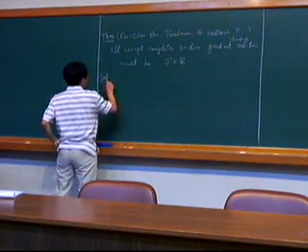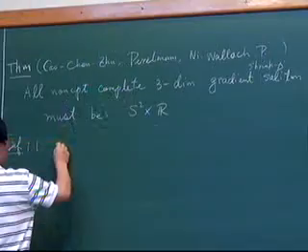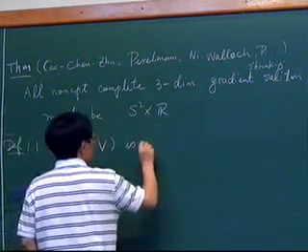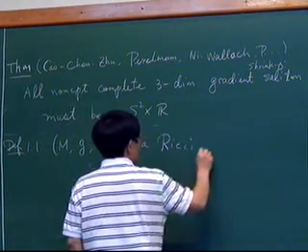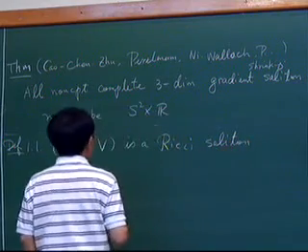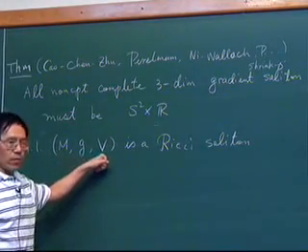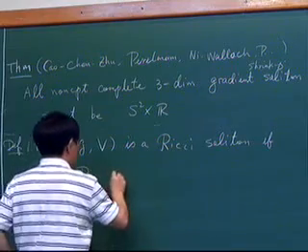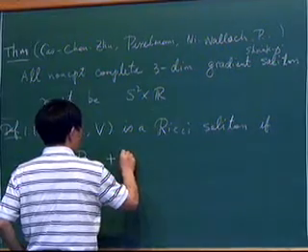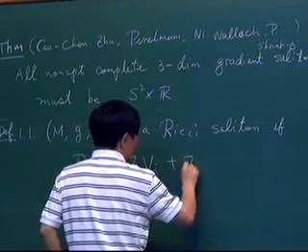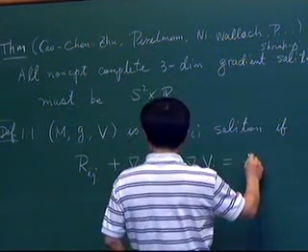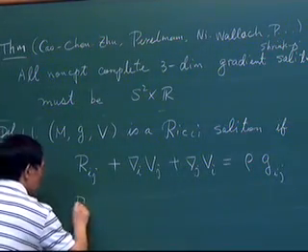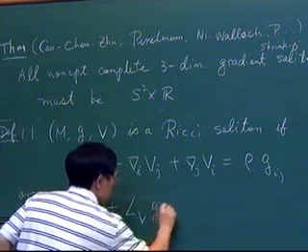So the definition, I will call it 1.1, is that (M, g, V) is a Ricci soliton, of course, where M is a manifold, g is a metric, V is a vector field, if the Ricci curvature plus the Lie derivative of g along V, R_ij + (1/2)(L_V g)_ij, equals rho g_ij, or we can write it as Ric + L_V g = rho g.